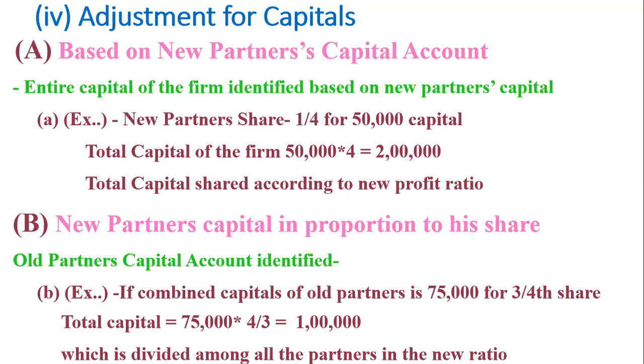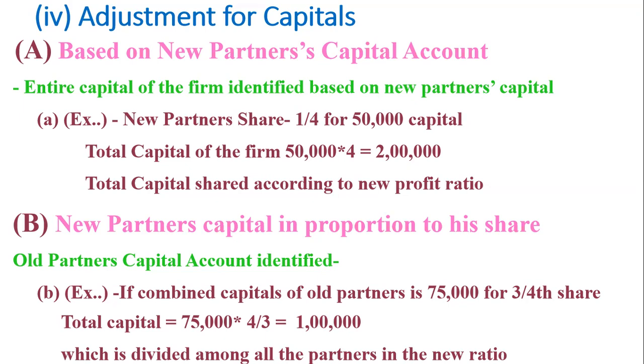That will be brought in by the old partners in their new ratio. So this is the computation, or adjustment, of the capital accounts of the partners based on the new partner's capital account. Similarly, the new partner's capital will be computed based on the old partners' capital account.